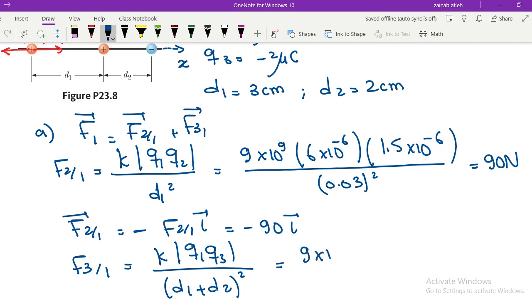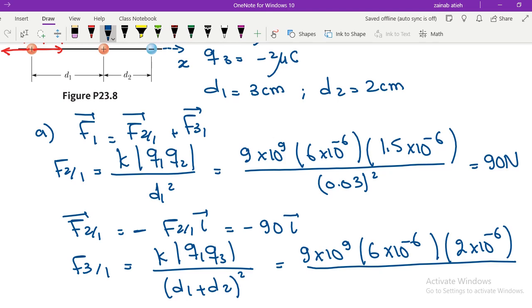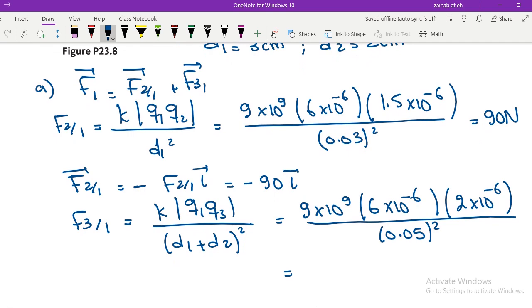It's equal to 9 times 10 to the power 9. Q1 was 6, so 6 times 10 to the power minus 6. Q3 was negative. We remove the minus sign, we're just finding the magnitude. So it will be 2 times 10 to the power minus 6 over the distance separating them, D1 plus D2, which is 5 centimeters. So I will get 0.05 squared. Calculating all of this, I will get 43.2 Newton.